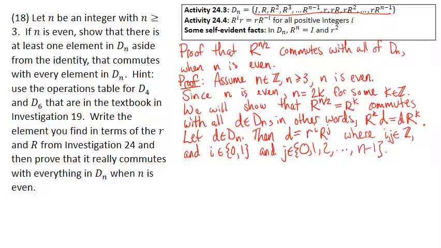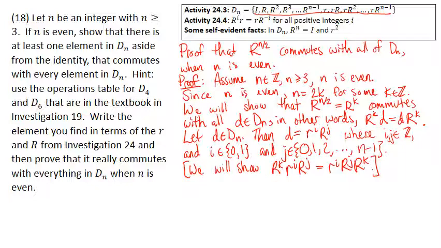So in other words, we will show, and I'm just putting this in brackets because it's an optional statement, that r to the k times r to the i, R to the j equals r to the i, R to the j, r to the k. Okay.